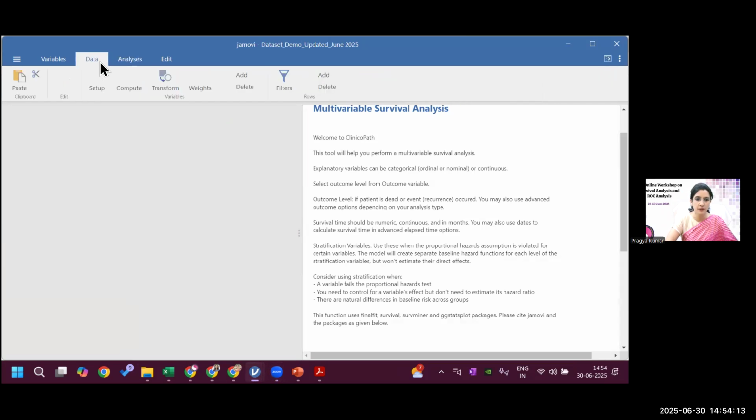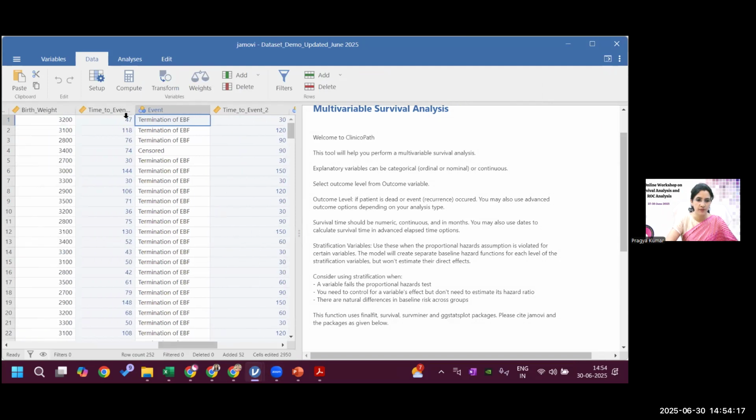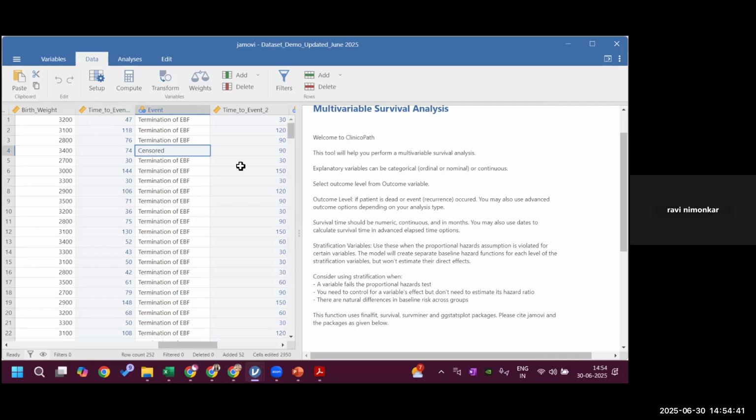If you come to the data, this time to event, if you see this one, what is this? That means in 47 days, the mother terminated the exclusive breastfeeding. In 118 days, the mother terminated the exclusive breastfeeding. In 74 days, the child was lost to follow-up. Am I making sense, Dr. Ravi? Understood, ma'am. Okay, thank you.